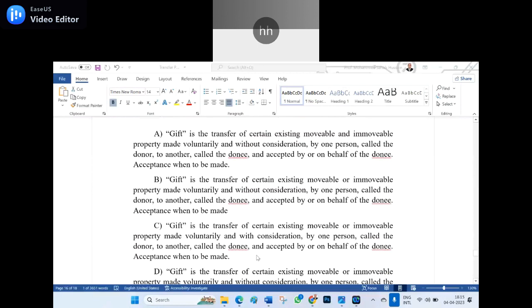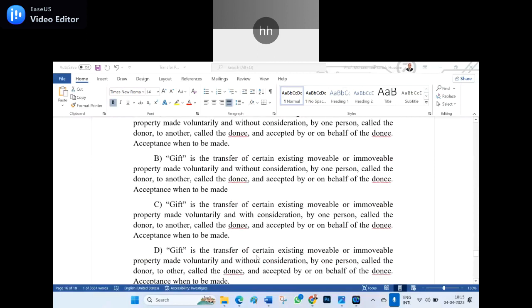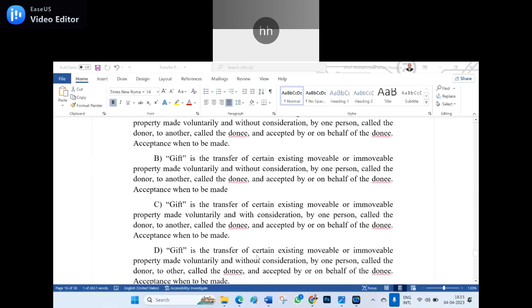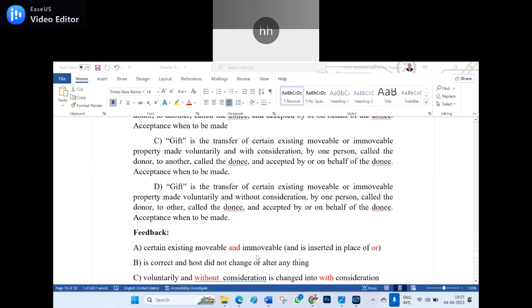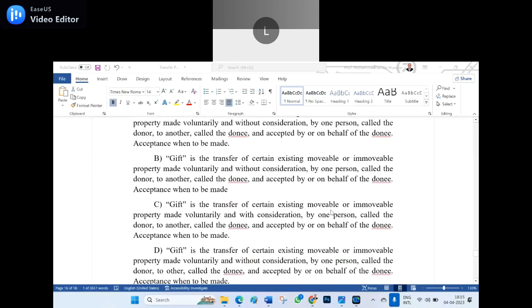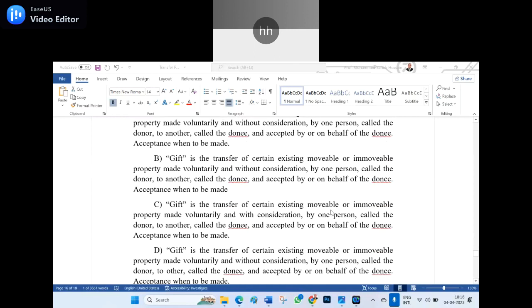So there are A, B, C, D. Which was the correct answer? The correct answer is B, sir. C, C is the correct answer. Because in A, certain existing movable and immovable, 'and' is inserted in the place of 'or'. 'Or' is there, but I wrote 'and'. Sir, C is not correct, because gift is without consideration, but there you mentioned it as with consideration. See, let me check. Yeah, you are right. B is the correct answer, not C. Yes, sir, B is the correct answer.